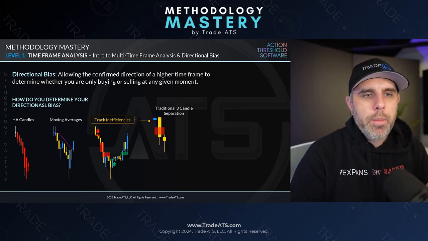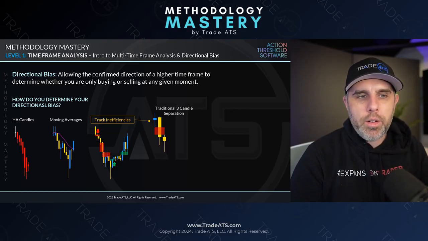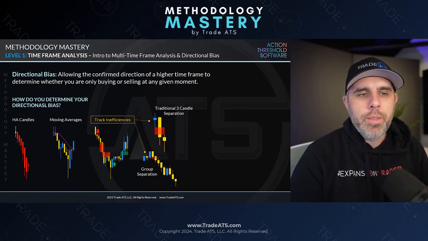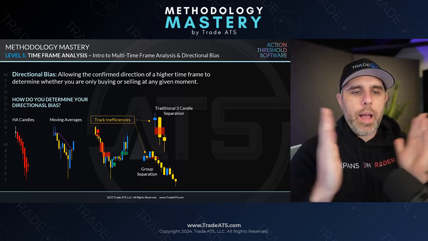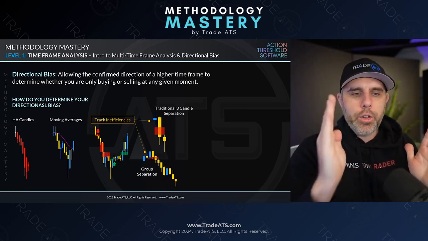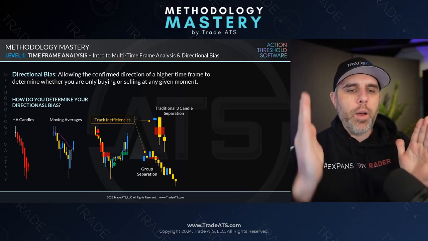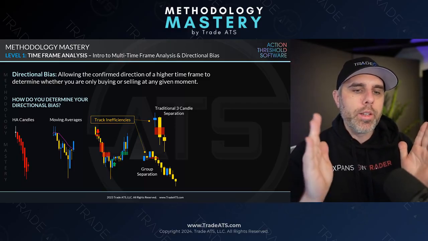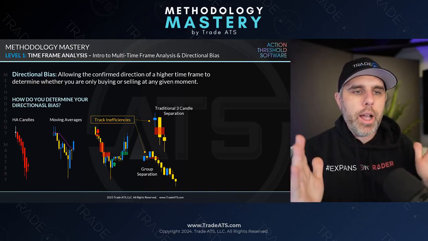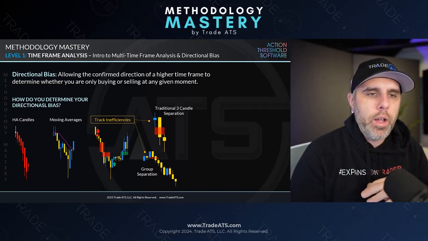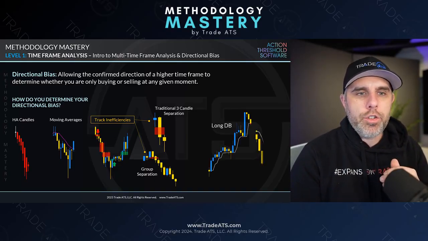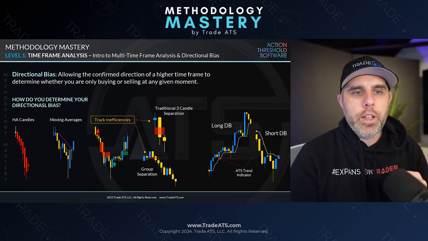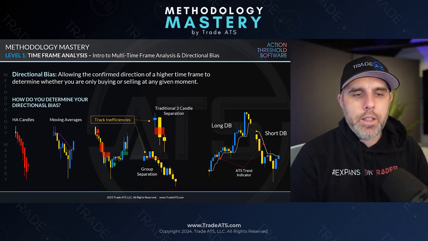This is common. But there's actually a more intricate model of this, which is a group inefficiency, where you can track groups of overlapping candles. And then the candle you're on, if you look back, you look at what is the last candle that one was separated from, up or down. That's tracking group separation. And that's what we've done on ATS Trend. ATS Trend not only tracks traditional market inefficiency, but it also tracks group inefficiency as well. And that's what makes it so good, that it takes it to that next level.